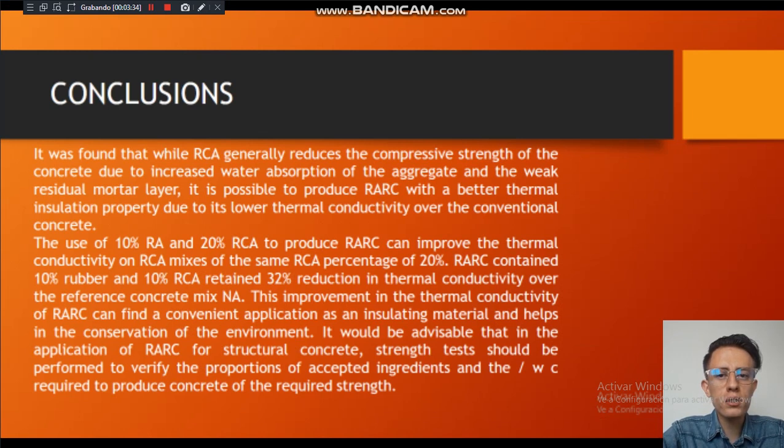As a conclusion, it was found that while RCA generally reduced the compressive strength of the concrete due to increased water absorption of the aggregate and the weak residual mortar layer, it is possible to use RCA with a better thermal insulation property due to its lower thermal conductivity than the conventional concrete.